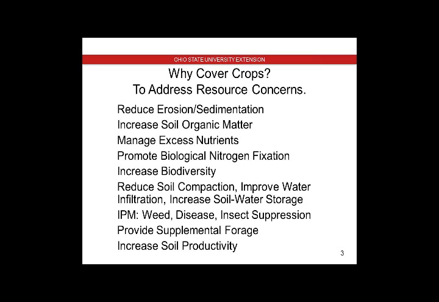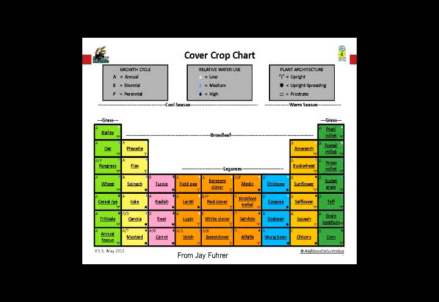In some cases, we may want to supply supplemental forage, and so we may want to graze it or hay it. And then all these cover crops, they help us increase soil productivity. This is a cover crop chart that has come from North Dakota. Got this from Jay Furr, and we kind of call this the cover crop periodic table. Right now, we probably have at least 68 cover crops. There's actually more, so this is by far not a complete table, and we're adding them all the time. But let's just look at some of the elements with this cover crop chart.